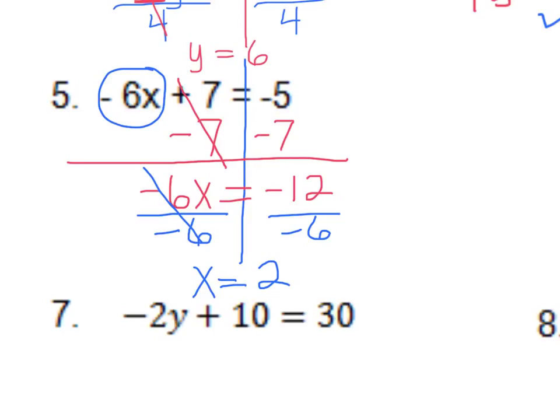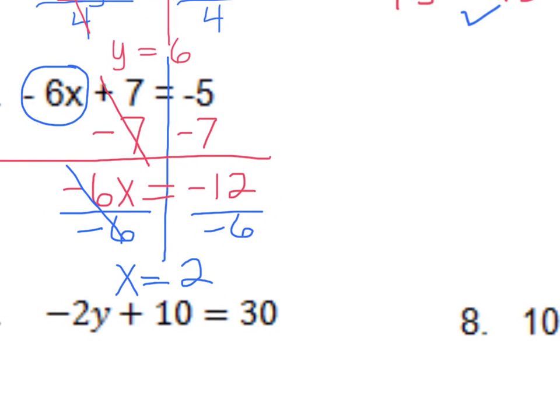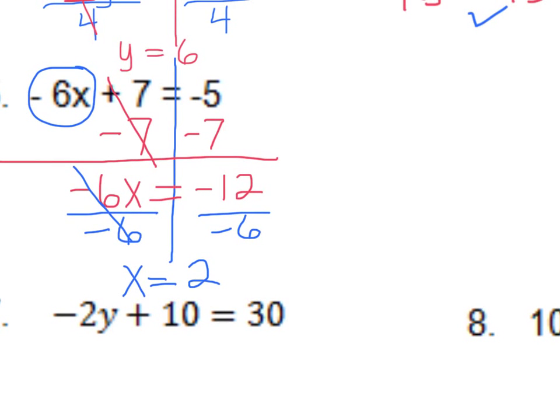Okay, so now we're going to check our answer. So let's just move this over a little bit, give us some room to check our answer. Right there. Okay, so we have negative 6, and instead of our x, I'm going to plug in the 2 that we just figured out. So negative 6x plus 7 equals negative 5.